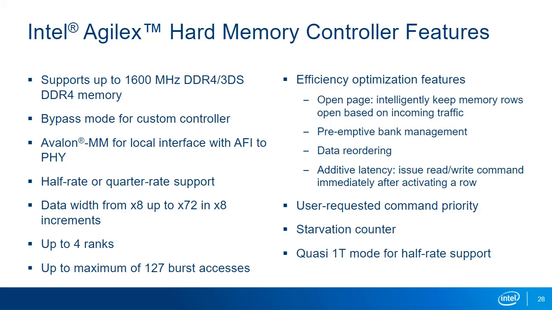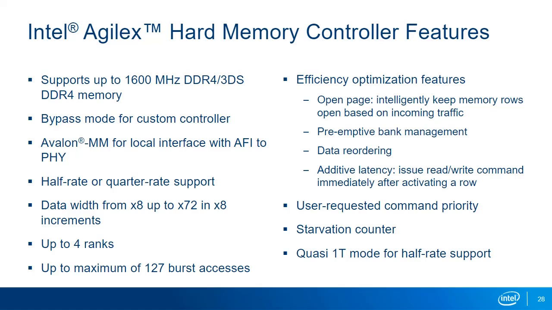The hard memory controller found in each I/O subbank has many of the same features as the high-performance memory controller found in older device families. However, this next-generation controller has new features that make it possible to control DDR4 memory at up to 1600 MHz. The key features of the controller are listed here.